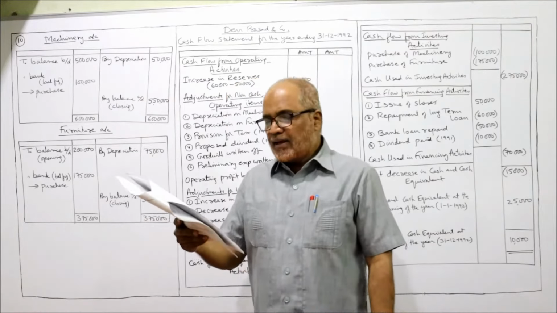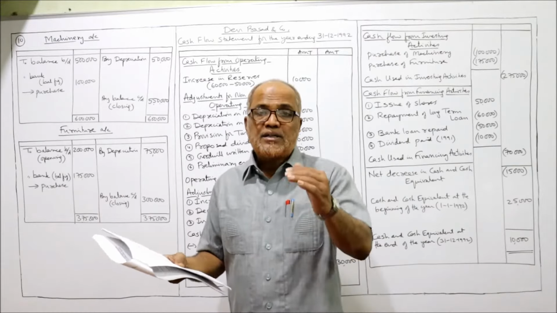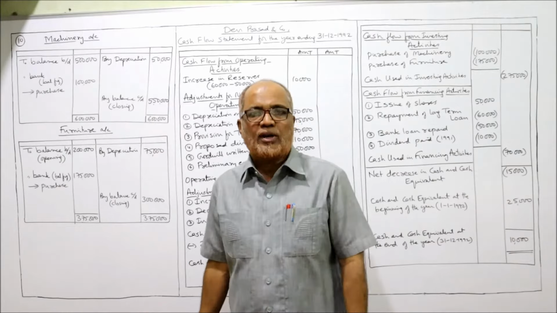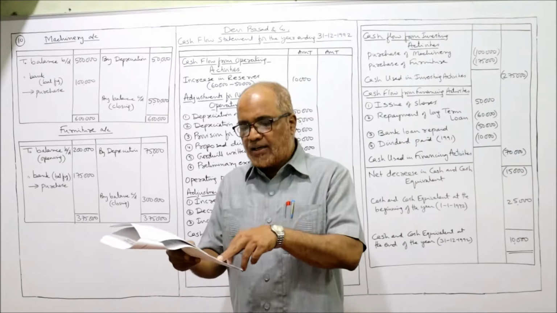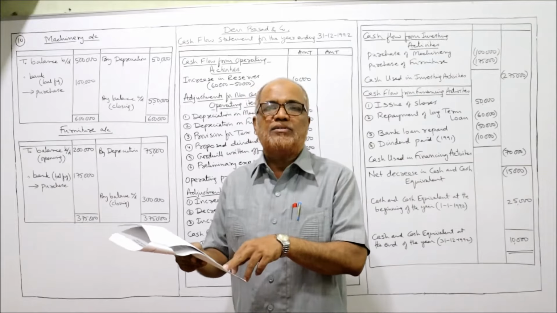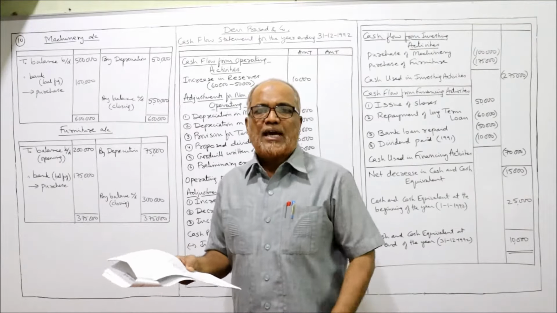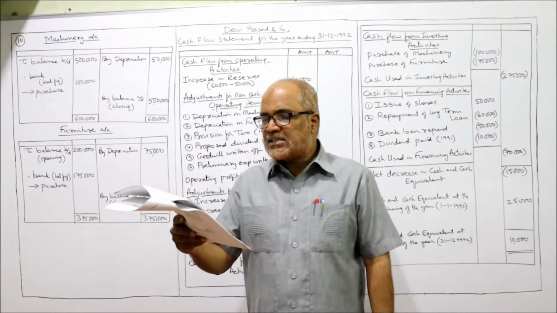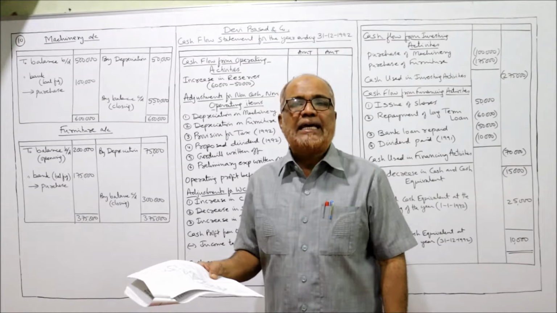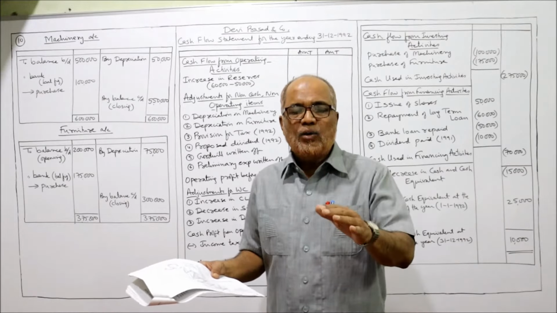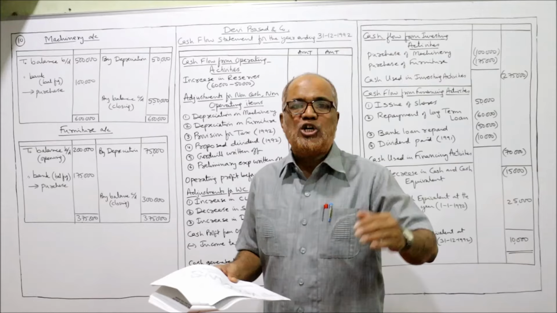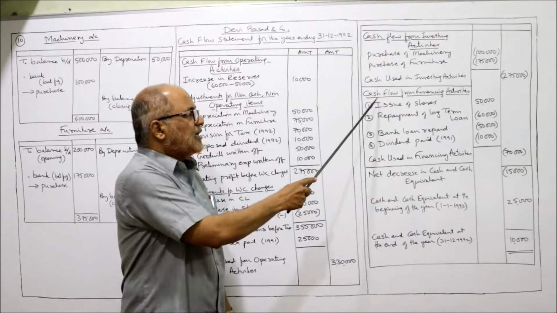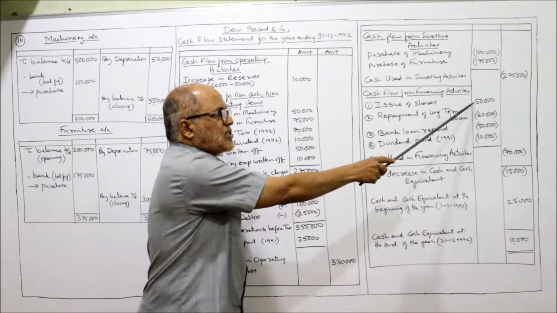So the data is given: capital, reserves. Capital is also given, reserves is also given. It's a corporation, a company form of organization, where we can find out the cash flow from operating activities from reserves. Capital last year 7,50,000, current year 8 lakhs. That means during the year 50,000 rupees shares were issued. When shares are issued, it will be taken under financing activity. You can see here cash flow from financing activity, issue of shares 50,000.